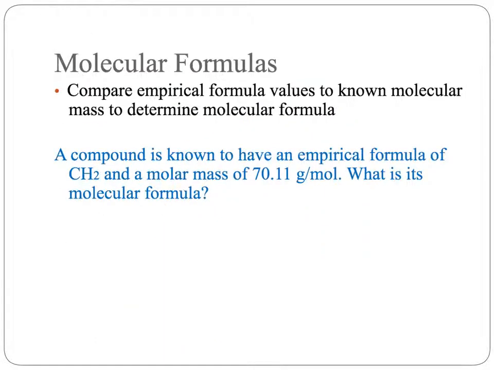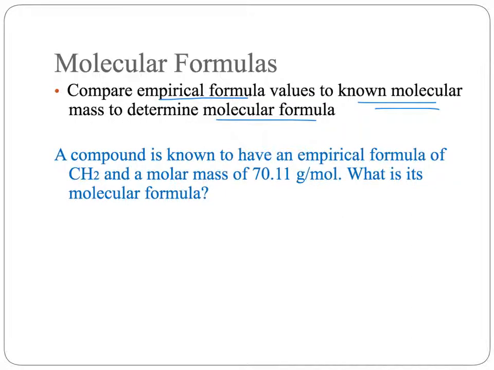Now sometimes we're asked to go a step further, and we're asked to compare the empirical formula to a known molecular mass, so that we have been given an empirical formula and we are given a molecular mass to determine the molecular formula. These problems would look like this. A compound is known to have an empirical formula of CH2 and a molar mass of 70.11 grams per mole. So can you use those two values to figure out the molecular formula?